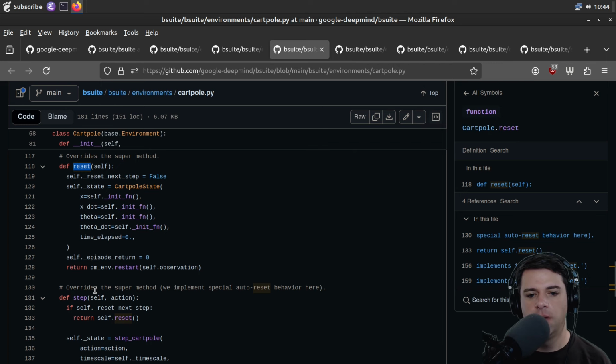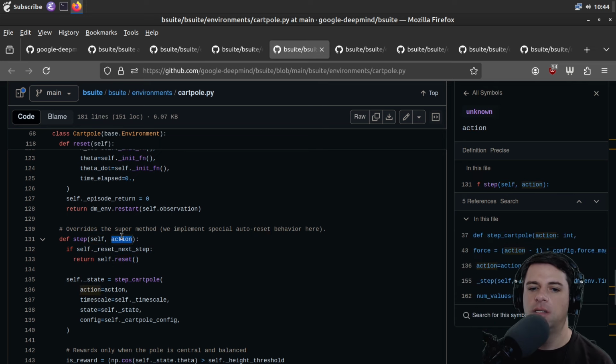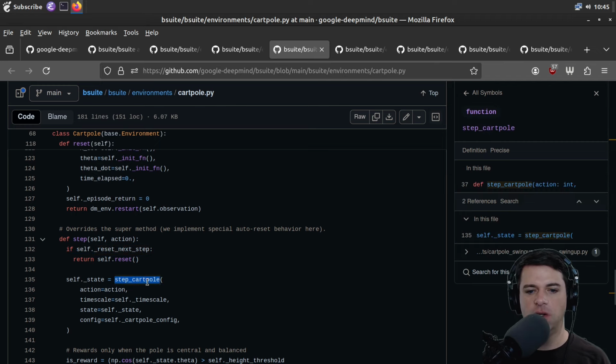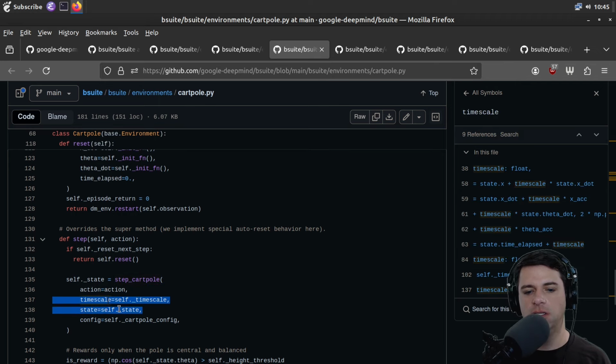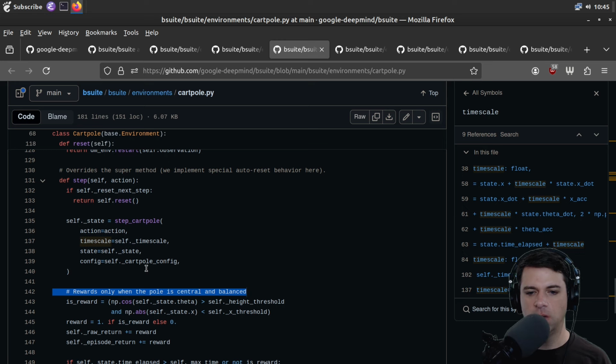And then we have a step. This step function is going to take an action. And if we're supposed to reset the next step, then we reset ourselves. Otherwise, we call step cart pole, which is the function we haven't looked at yet, passing in the action, the timescale, the state, and the config. And then we compute some rewards. Rewards only when the pole is central and balanced. So we look at the cosine of the theta and check that it's above the height threshold.